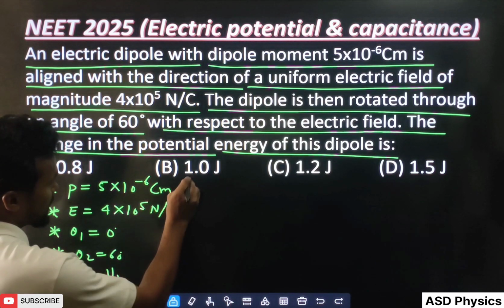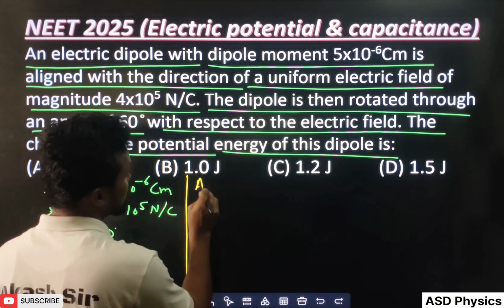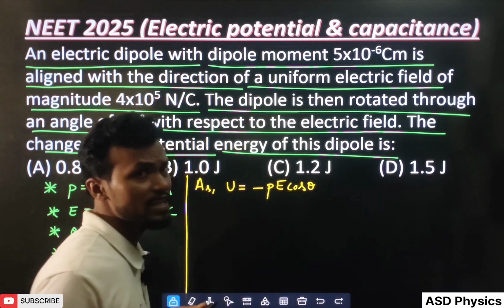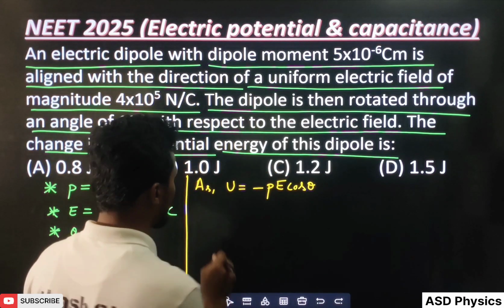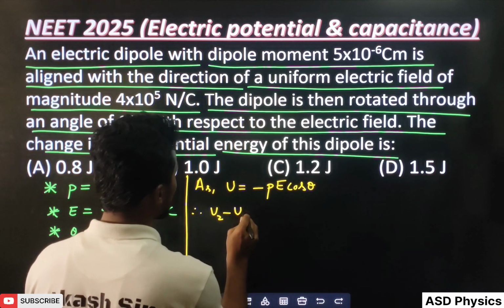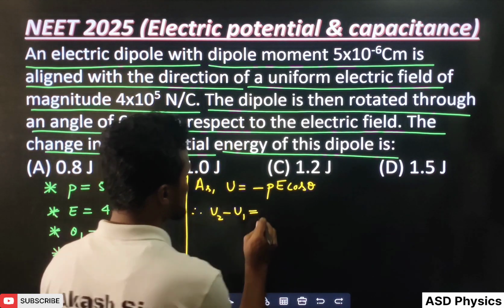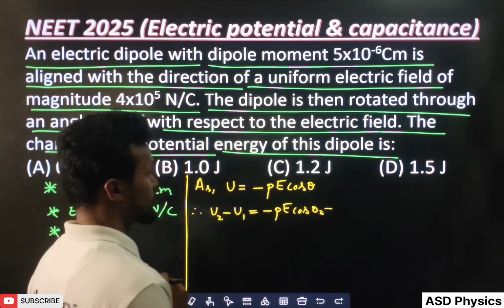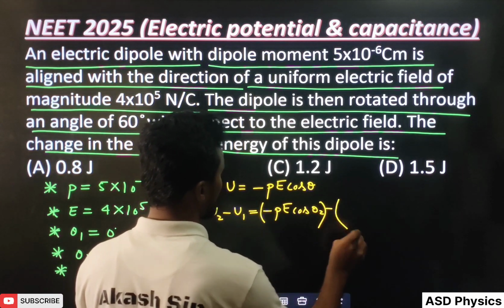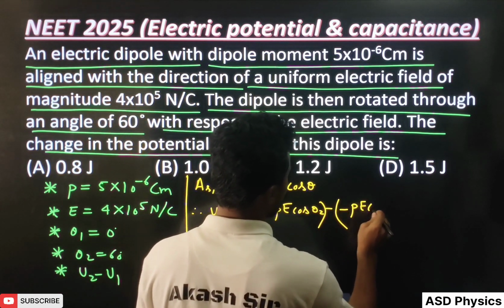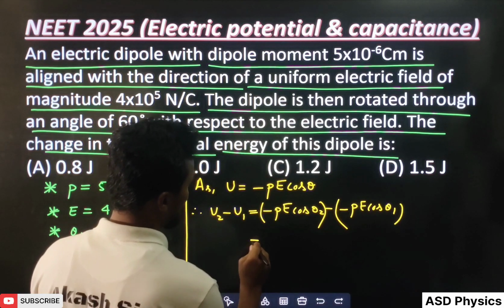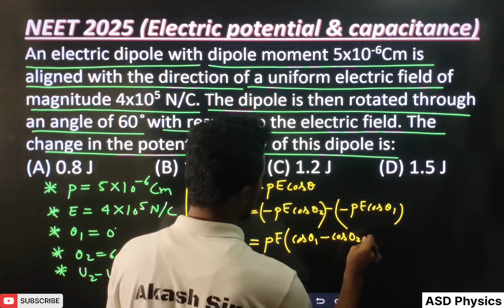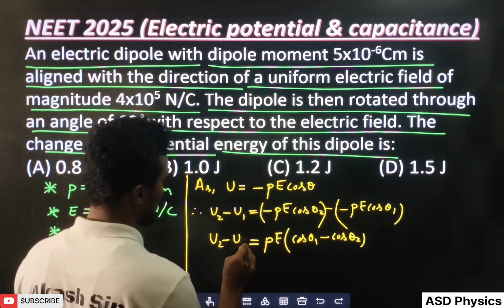So you know very well the potential energy formula: U equals minus PE cos theta. Theta is the angle between the dipole moment and the electric field. So if I write U2 minus U1, it will become minus PE cos theta 2, this is U2, and U1 is minus PE cos theta 1, is it? Now if I take PE common, it will become PE into cos theta 1 minus cos theta 2. That is the potential energy difference.